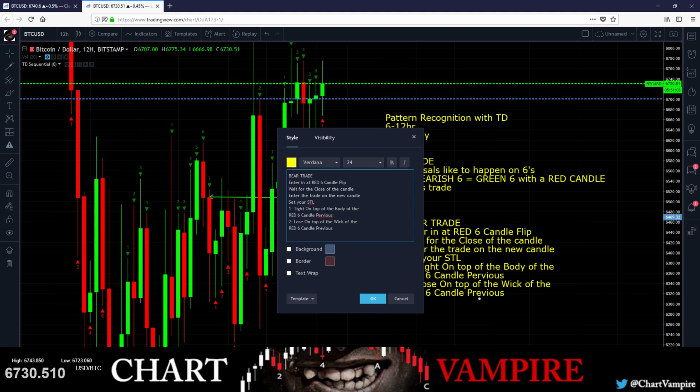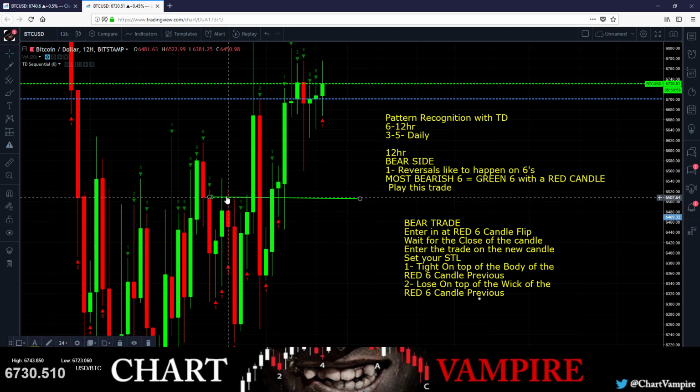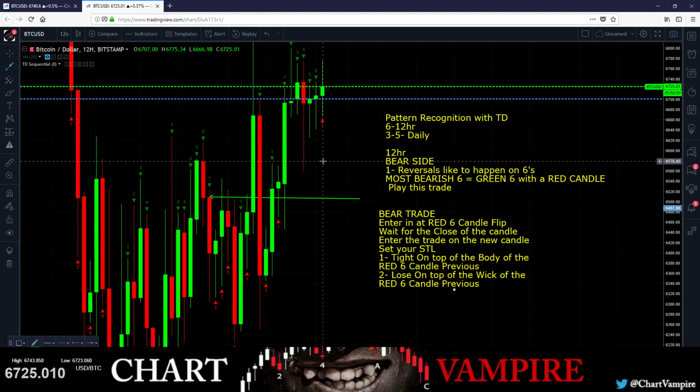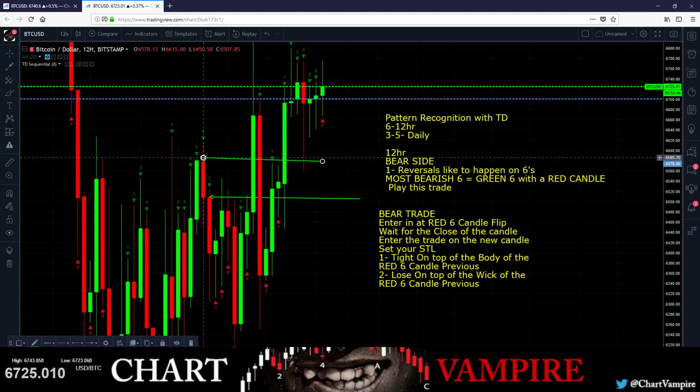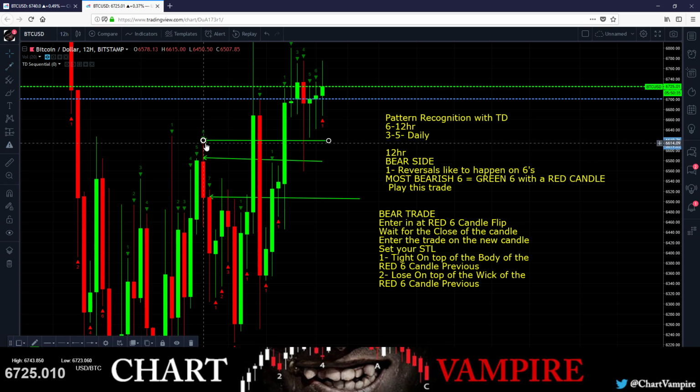Okay, so this would have been your trade setup for this bearish trade. You would have set your stop loss here, right above. You don't want to go right on it. I always like to go a little bit above it, give it a little bit of room so you don't get wicked out in your trade. And this would have been the tight stop loss. Your looser stop loss would have been above the 6, right?